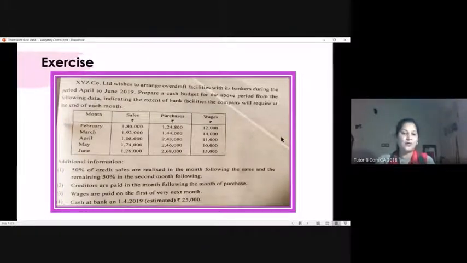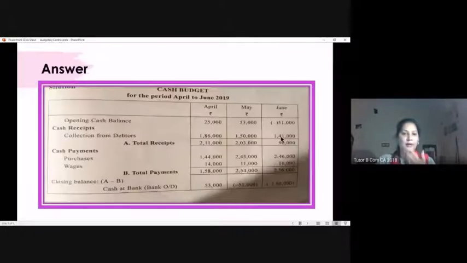And of course, we are given the opening balance. Suppose in your question there is no opening balance given, don't bother for that. Okay. So let's look at the answer. I hope it is simple. Once you are into that, it is very simple.